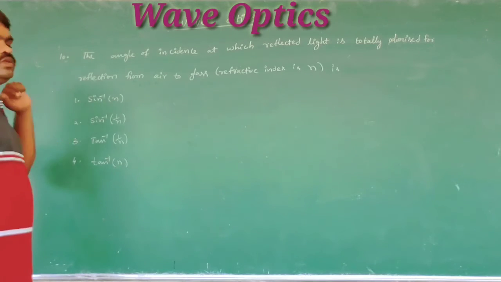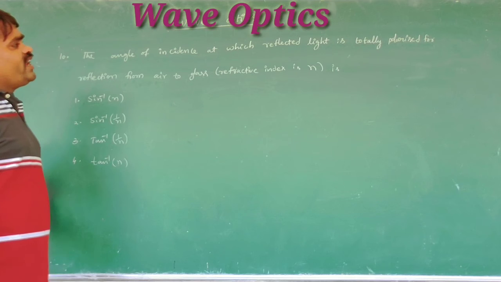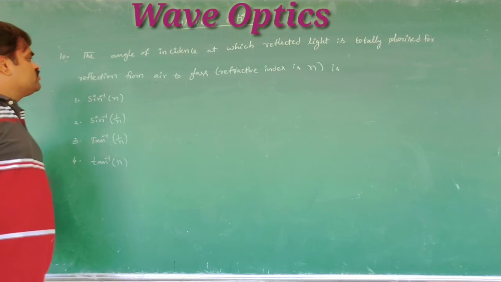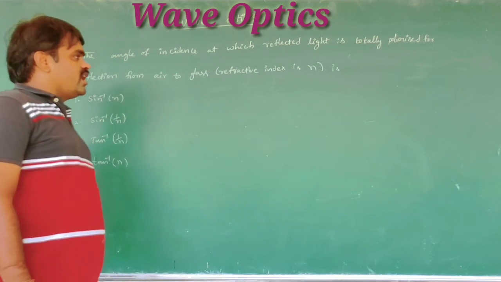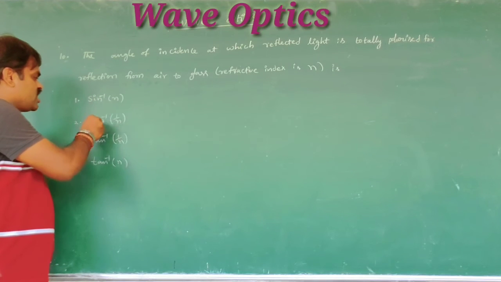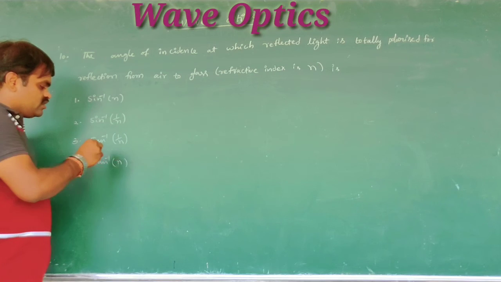Now going to the 10th one. The angle of incidence at which reflected light is totally polarized for reflection from air to glass, refractive index is N. The given options: sin inverse of N, sin inverse of 1 by N, tan inverse of 1 by N, tan inverse of N.